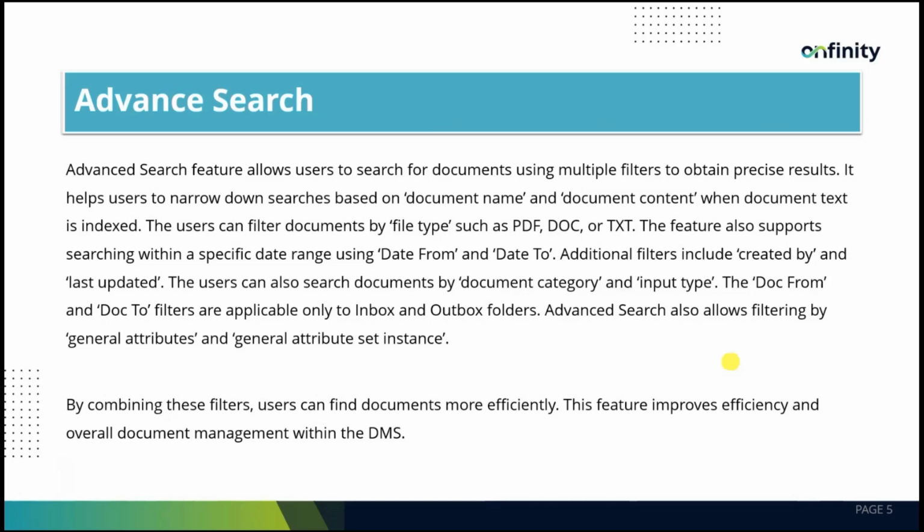Additional filters include created by and last updated. The users can also search documents by document category and input type. The doc from and doc to filters are applicable only to inbox and outbox folders. Advanced Search also allows filtering by general attributes and general attribute set instance. By combining these filters, users can find documents more efficiently. This feature improves efficiency and overall document management within the DMS.